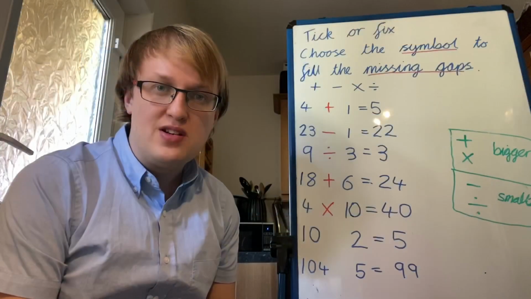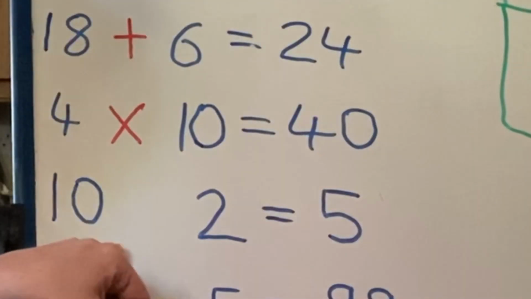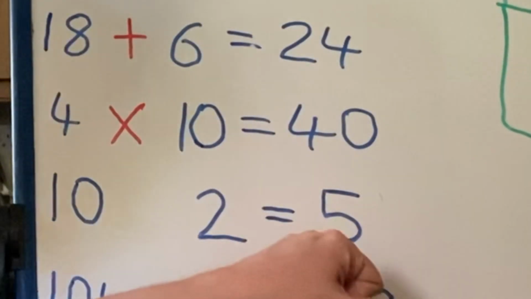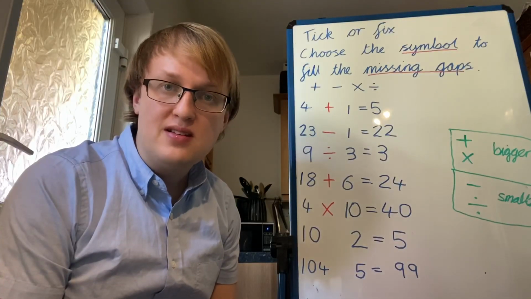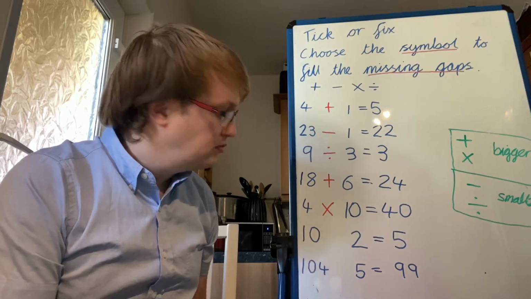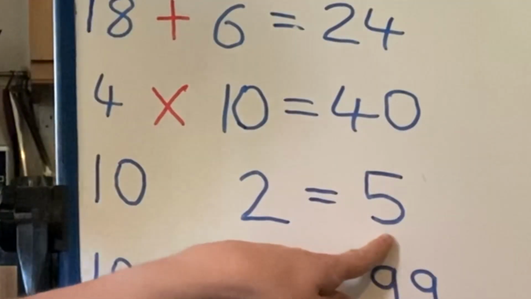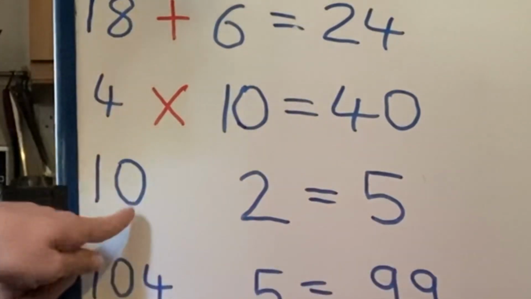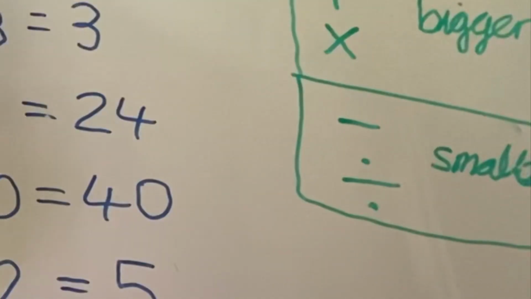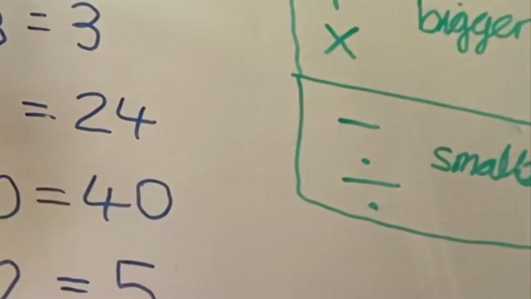Let's look at the next question then. Let's look at what we have. I've got 10, 2, 5. Our next step is to see if our answer is greater or less than what we started with. I've got 10, something 2, and then 5. Is 5 greater or less than 10? That's right, it's less than 10. So that means I must either be taking away here or dividing.